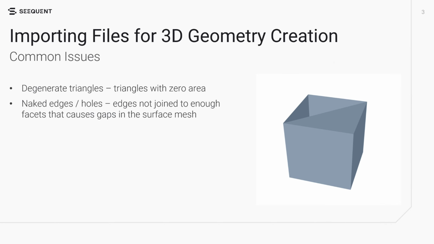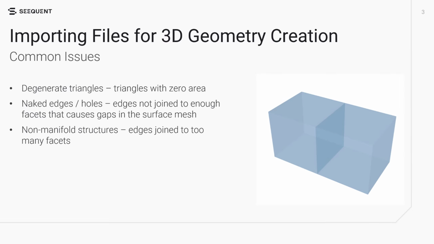Another error message that you may experience when importing geological model volumes is related to naked edges. In a triangle mesh that encloses a solid, every triangle facet edge is connected to 2 facets. If the edge is only connected to a single facet, then there must be a hole or boundary there. Thus, a naked edge is one that is only connected to a single facet and results in gaps in the surface mesh. The surface mesh should be watertight for using the associated geological model volumes to set up the 3D geometry in GeoStudio. On the other hand, if the edge is joined to 3 or more facets, then you have some type of non-manifold structure.